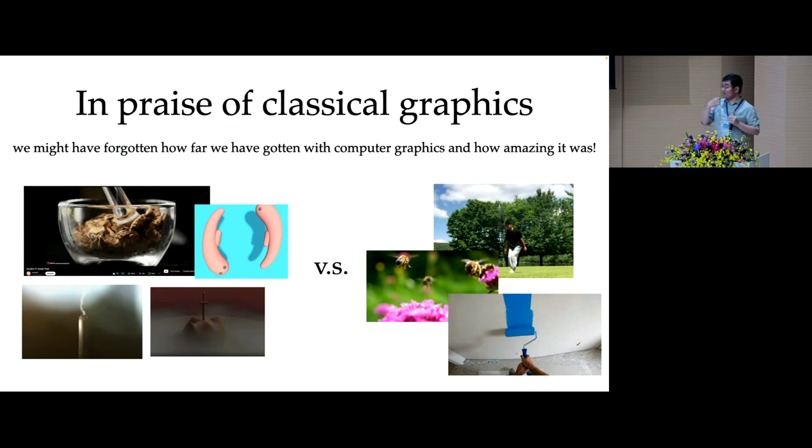So my point is that all of these classical graphics results and all the art made by humans are not worse at all, and I claim that they are a lot better than the videos generated by Sora 2, Veo 3, and Genie 3. I don't know how you think, but again, we might have forgotten how far we have gotten with computer graphics and how amazing it was. Right? Remember the first time you saw computer graphics movies or whatever. It's truly amazing.